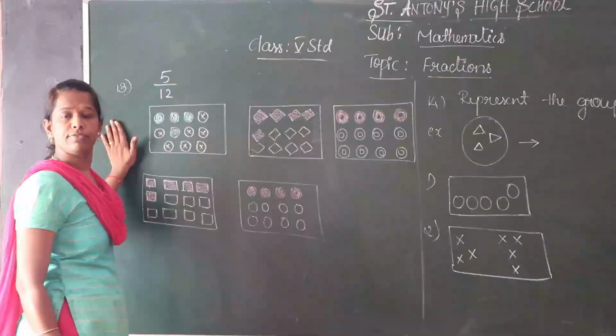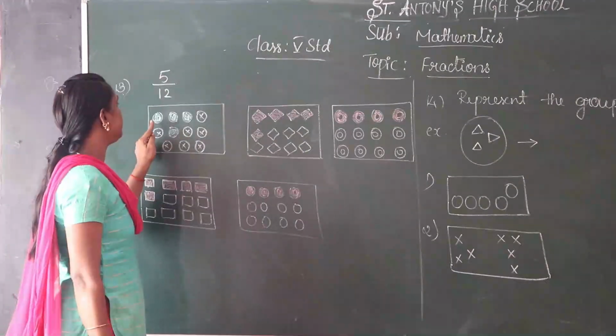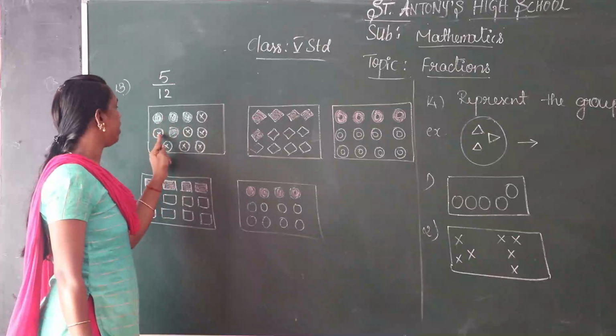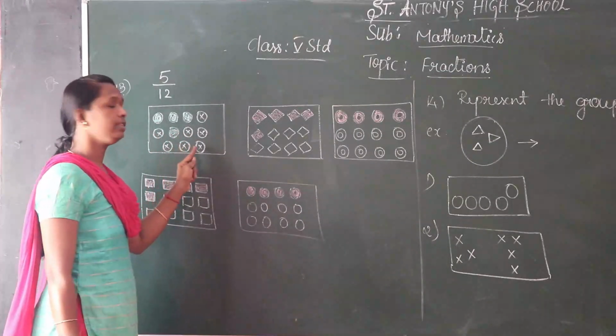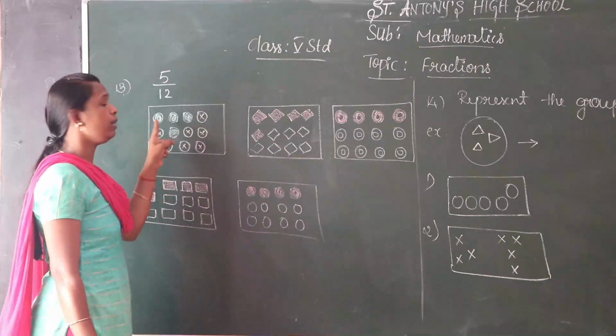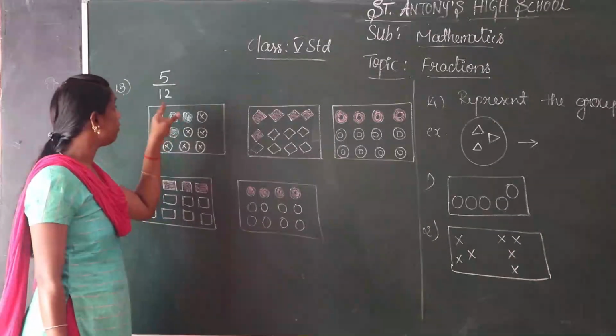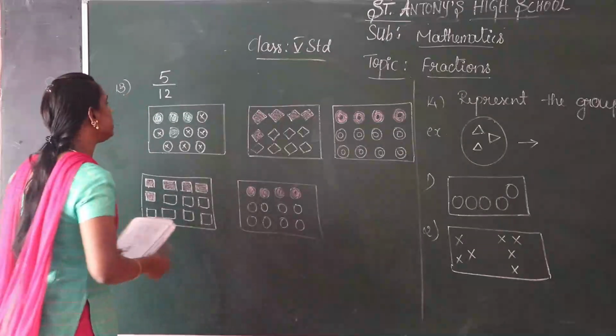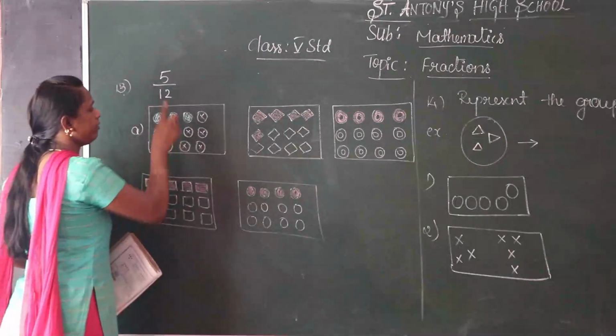Observe the figures. See children, here 1, 2, 3, 4, 5, 6, 7, 8, 9, 10, 11. 11 balls are there. Out of that, 4 balls are shaded. So this does not represent 5 by 12.